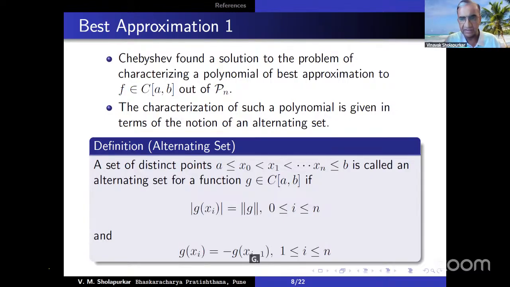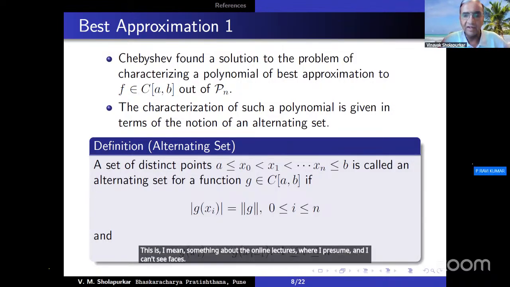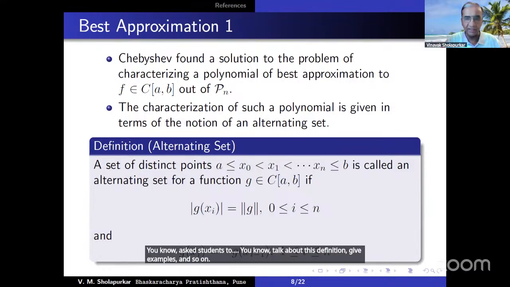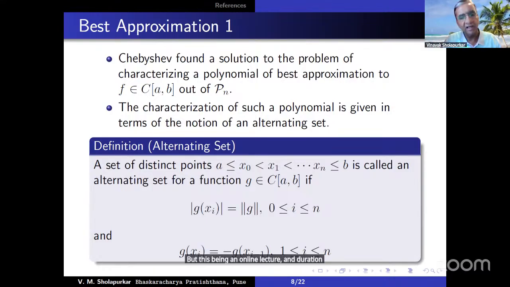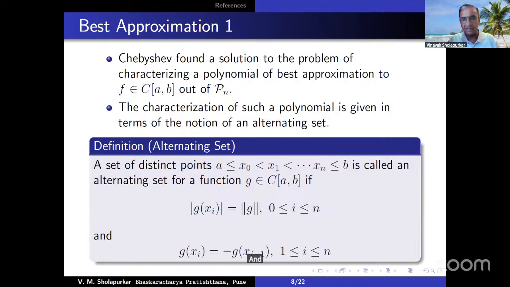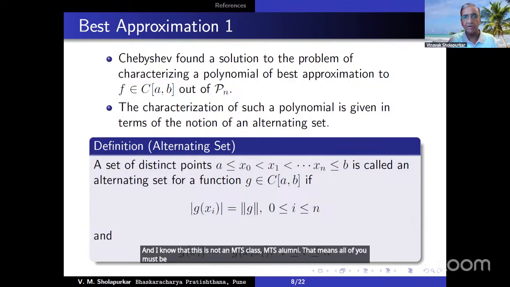I hope the definition is clear. This is something about online lectures, where I presume, and I can't see faces, whereas in a usual class or any MTTS class, I would go through the classroom, ask students to talk about this definition, give examples and so on. But this being an online lecture and the duration being fixed, I presume that you have already carefully watched this definition and it's clear to you. And I know that this is not an MTTS class, MTTS alumni. That means many of you are already professionals.